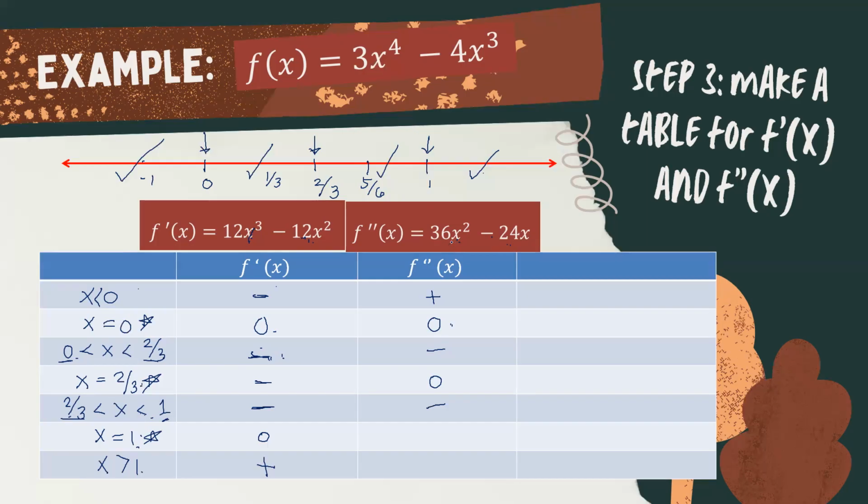Correct? Tama. 36 times (5/6) squared. That will be 36 times 25 over 36. So magka-cancel, 25 na lang. Tapos minus 24 times 5/6. 24 divided by 6 is 4, times 5 is 20. So that will be positive pala. Okay, so at x equals 1, 36 minus 24 is positive. x greater than 1 is positive.